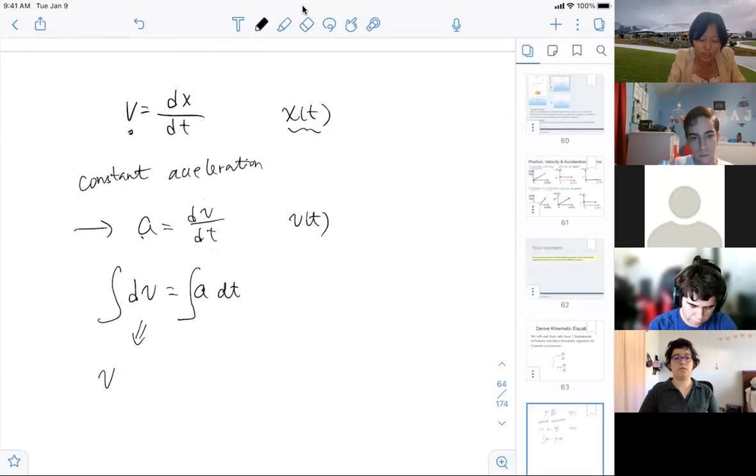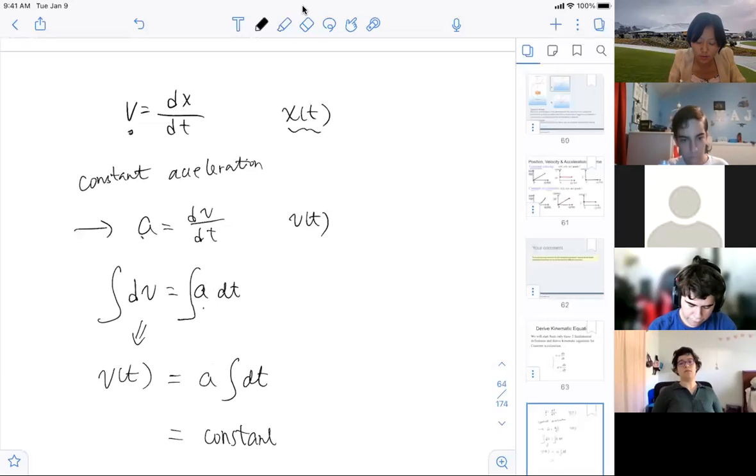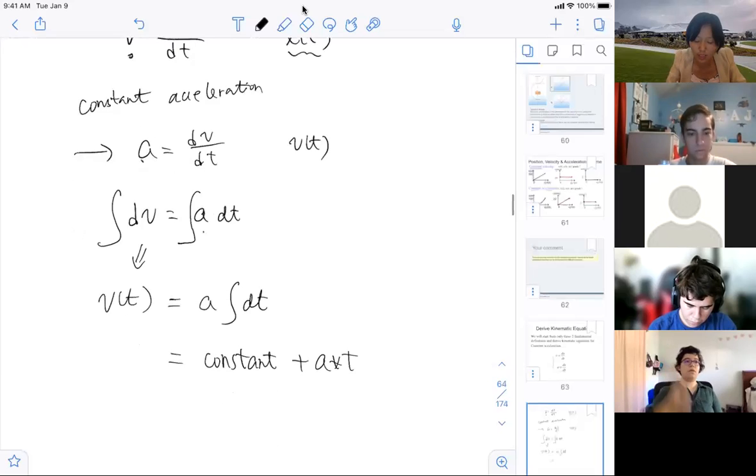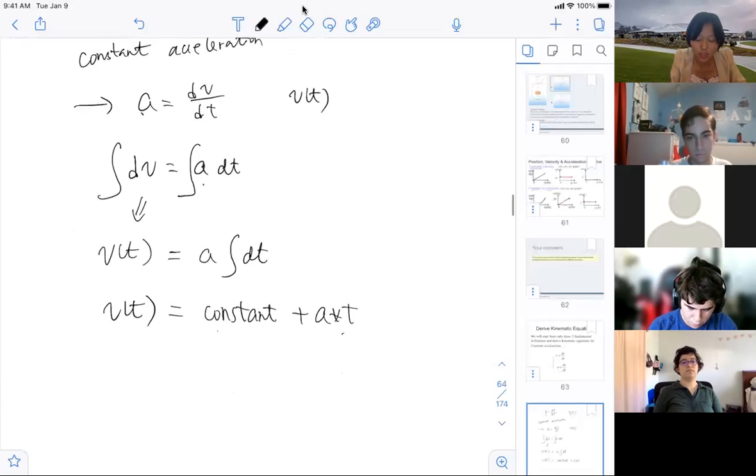This becomes velocity as a function of time, right? This is what we want to solve for. And a is a constant, which means you can take it out of your integral. And what would you get? You should get a constant plus a times t, right? So you get this equation. Why do I add a constant? Because when you take the derivative of both sides, the constant will go away and t becomes dt, so you get a dt and the constant goes away. So any constant could satisfy this equation. That's why I need to add a constant here.